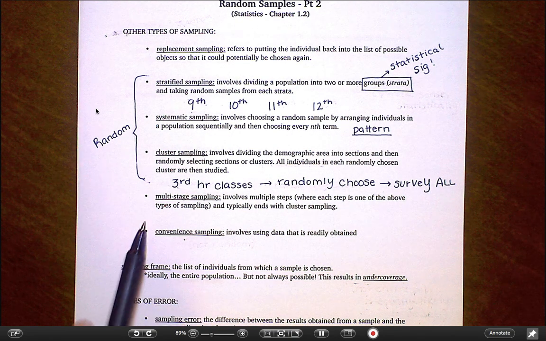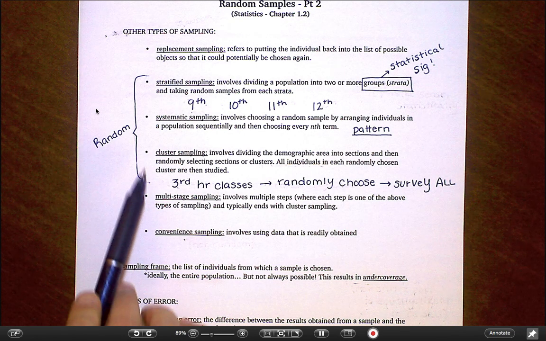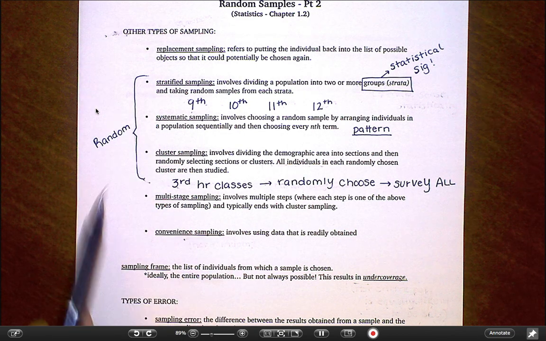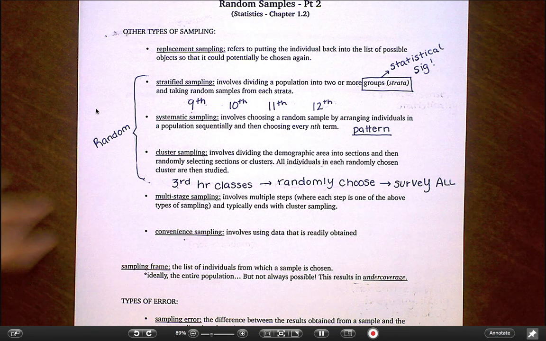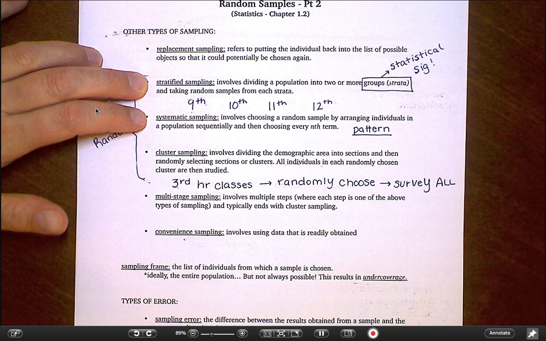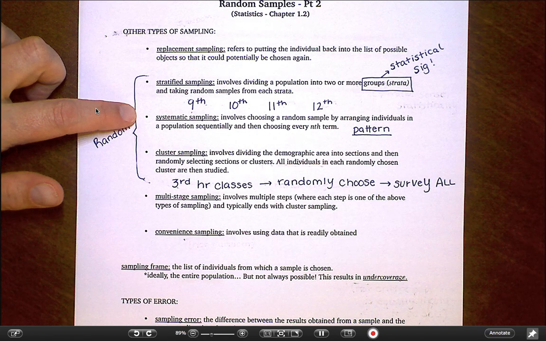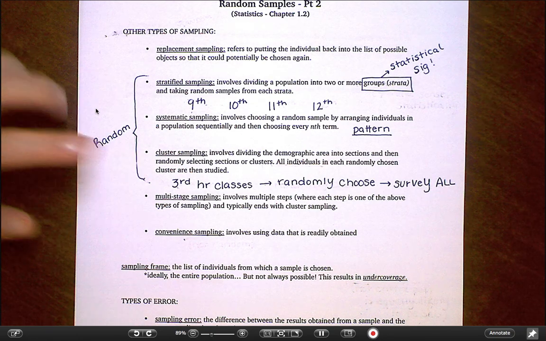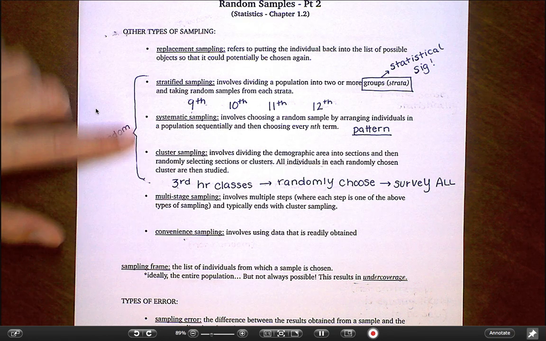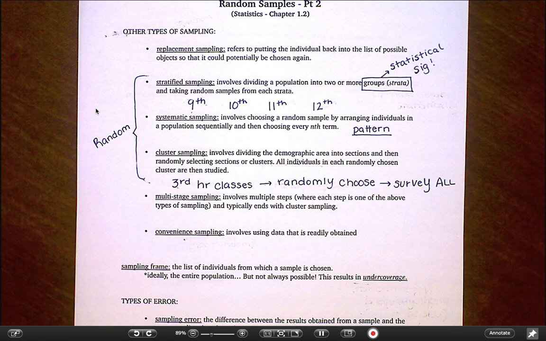Multi-stage sampling, I'm not going to get into that a whole lot. Really, that just involves taking more than one of these methods and grouping them together. So if you're working with a very large, unwieldy population, like the population of the entire United States, you may have to do some sort of stratifying and then some sort of systematic choosing. And these typically end with some kind of cluster sampling. So this is just to say that you can take some of these methods and combine them together in more complicated scenarios.